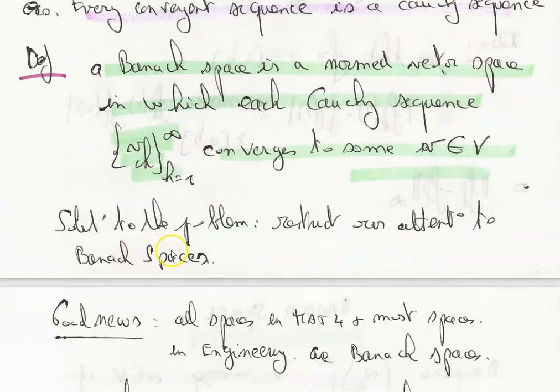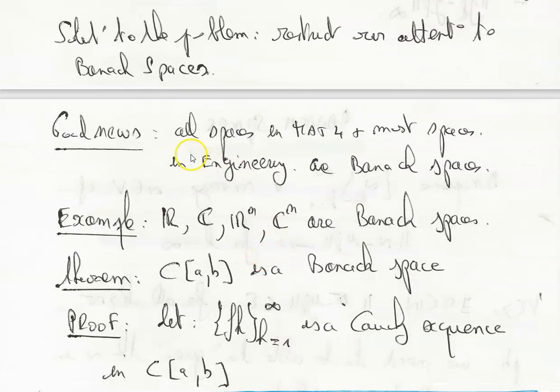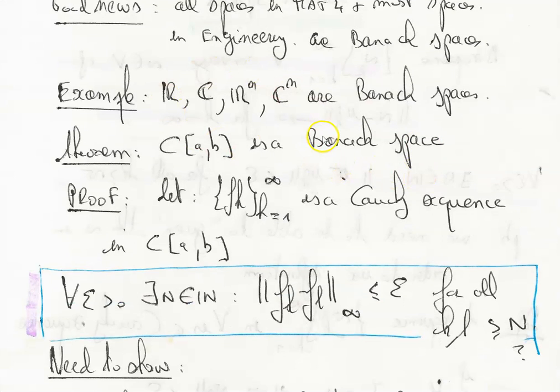So the solution to the problem is to restrict our attention to Banach spaces. The good news is that most spaces in engineering are Banach spaces. Some examples of Banach spaces are R, C the complex numbers, R^n, and C^n. Theorem: C from A to B is a Banach space. So the continuous functions on a segment from A to B form a Banach space.